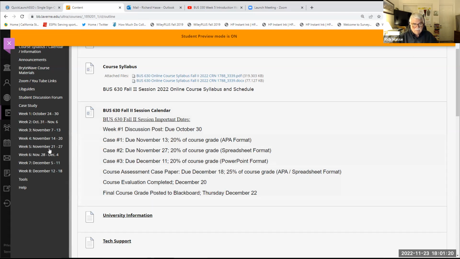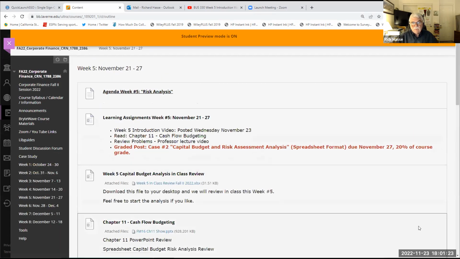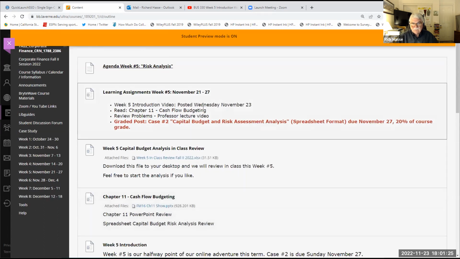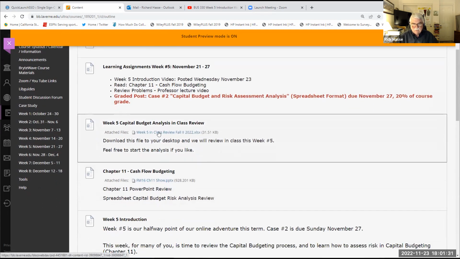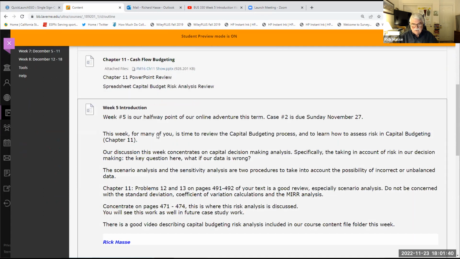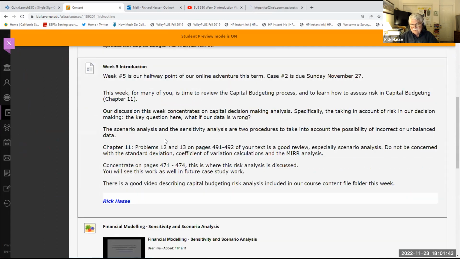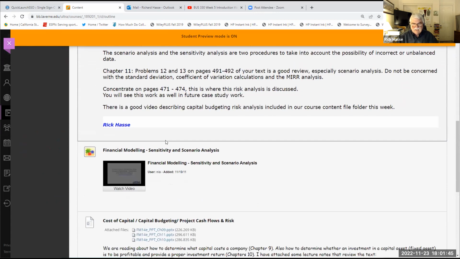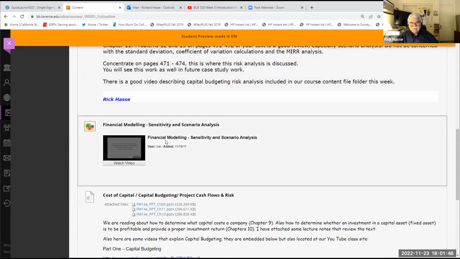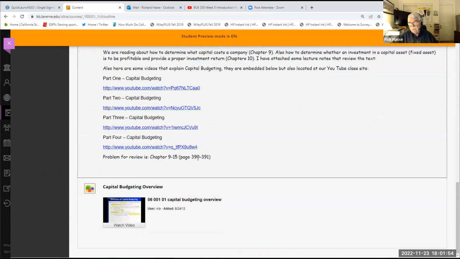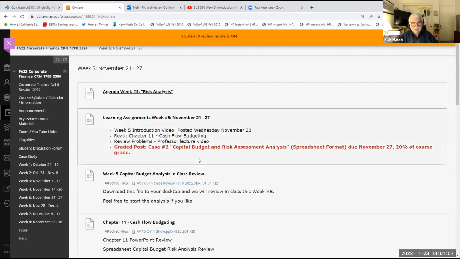We're now in week number 5. A couple key things about this week: note our learning assignments. You have case number 2 due on Sunday. Here's the spreadsheet file that we'll be working on tonight and finishing up tonight. We started this last week in week 4. And here's some introduction to key pages to read in the textbook if you happen to have a textbook, or look at the PowerPoint, and then some update videos about sensitivity and scenario analysis, which we are talking about in this video, and some additional overview of capital budgeting. So lots to look over this Turkey Day weekend.